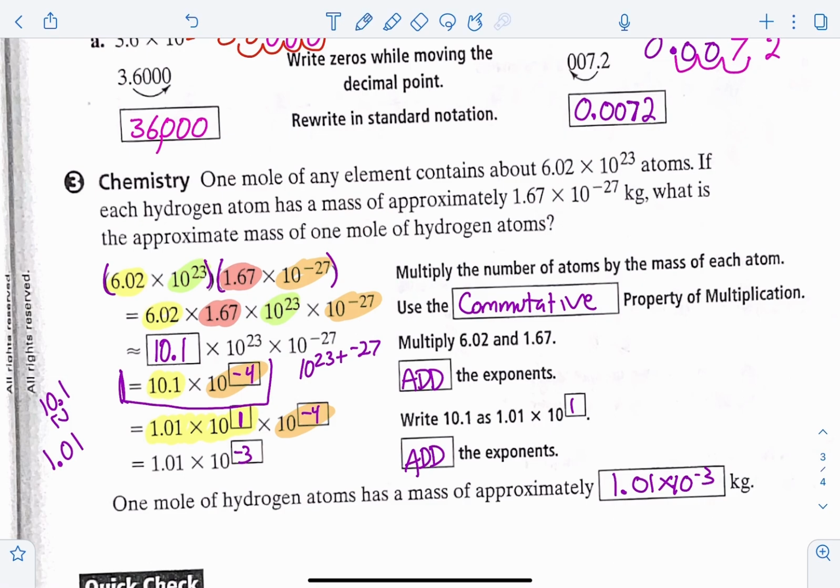So you just have to pay attention when you get to what you think is the answer and make sure that the factor in the front is not greater than 10 or less than 1, because if it is, you'll have to move and turn it into its own scientific notation and then do that adding step one more time.